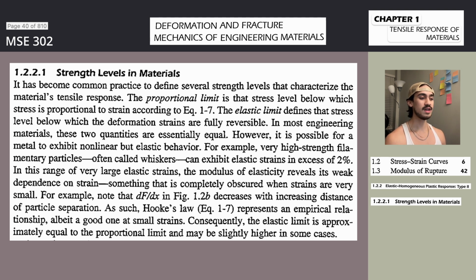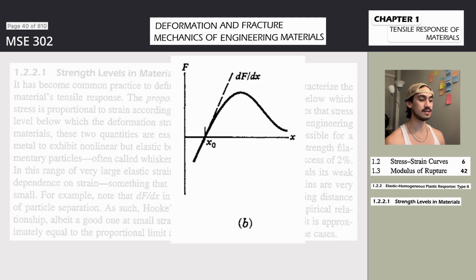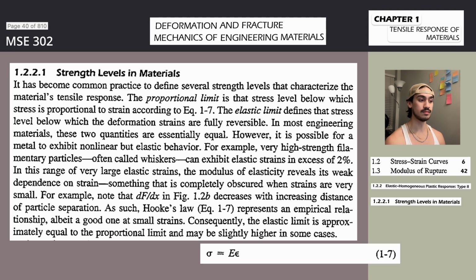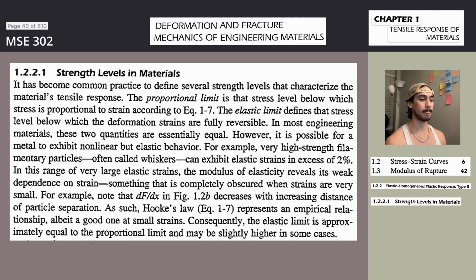For example, very high strength filamentary particles, often called whiskers, can exhibit elastic strains in excess of 2%. In this range of very large elastic strains, the modulus of elasticity reveals its weak dependence on strain, something that is completely obscured when strains are very small. For example, note that dF divided by dx in figure 1.2b decreases with increasing distance of particle separation. As such, Hooke's law, equation 1-7, represents an empirical relationship, albeit a good one at small strains. Consequently, the elastic limit is approximately equal to the proportional limit and may be slightly higher in some cases.